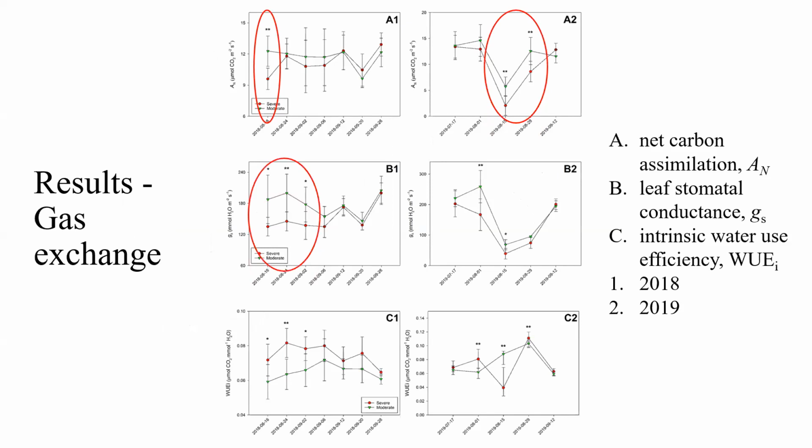For stomatal conductance, the moderately water-stressed zone had greater values in the early season of 2018. In 2019, the same pattern was observed in the early season as well. As for intrinsic water use efficiency, the water use efficiency was greater in the severe water stress zone in the early season of 2018. In 2019, water use efficiency was significantly higher in the severely water stress zone on August 1st and August 29th. But on August 15th, the moderately water stress zone had higher water use efficiency, but I think it was an exception.